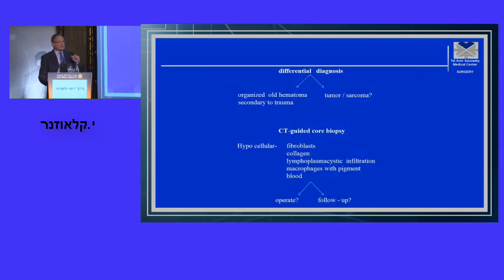The differential diagnosis is between an organized hematoma, secondary to his habit of getting kicks, or a tumor, a sarcoma. A CT-guided biopsy is performed. Only fibroblasts, collagen, lymphoplasmacytic infiltration, macrophages, blood is demonstrated. What's the decision? Operate or follow-up?